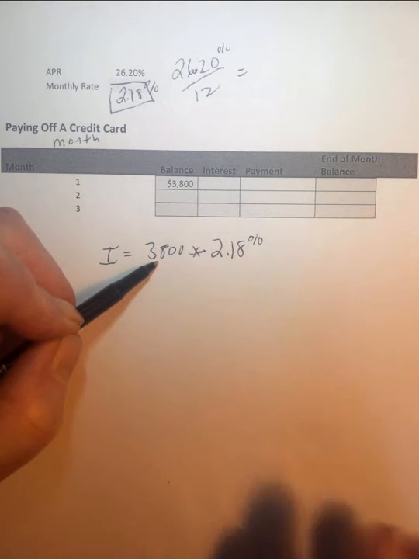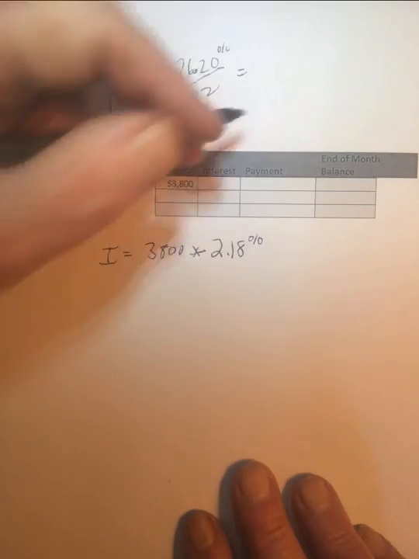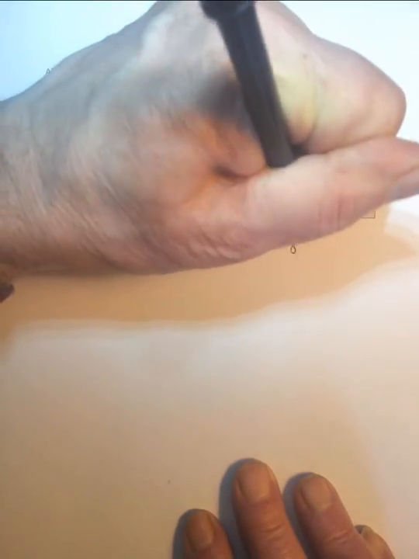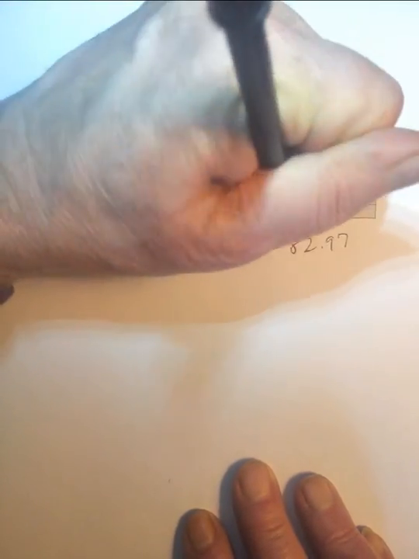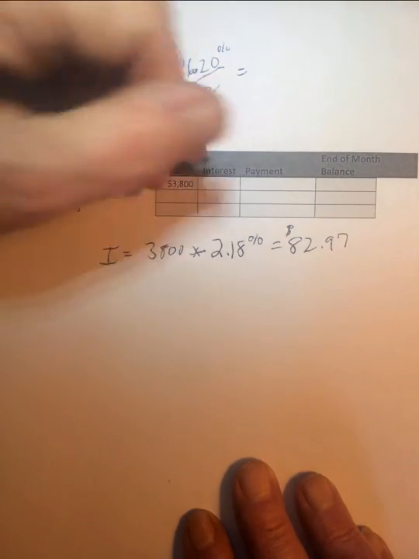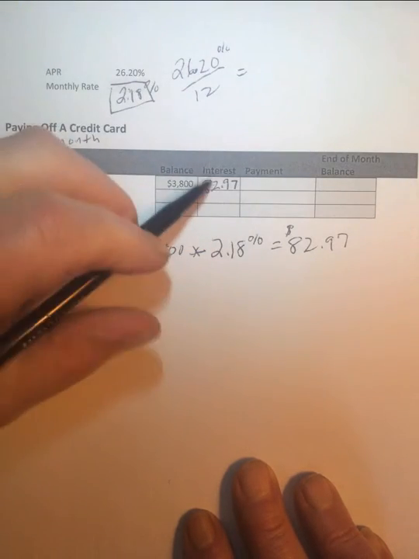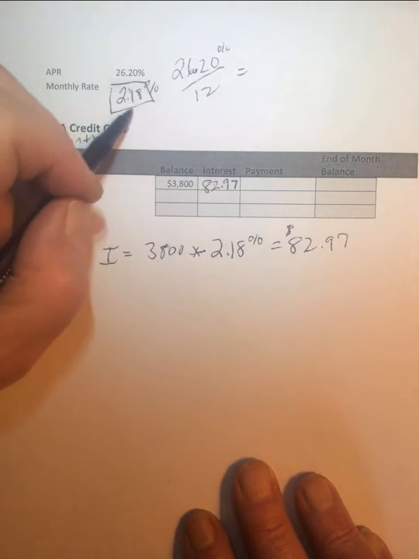So let me see what I get from that. And I'm going to get 82.97. And that's what will be in here. Yours might be a little more accurate because I'm using 2.18.